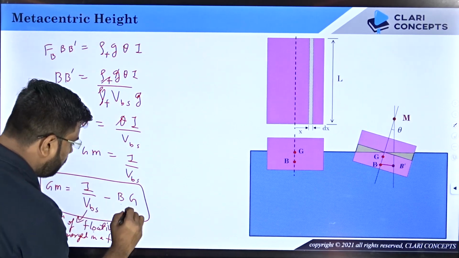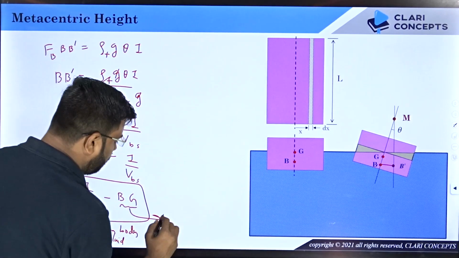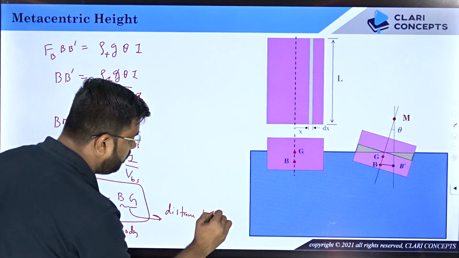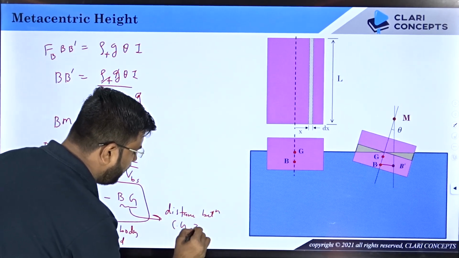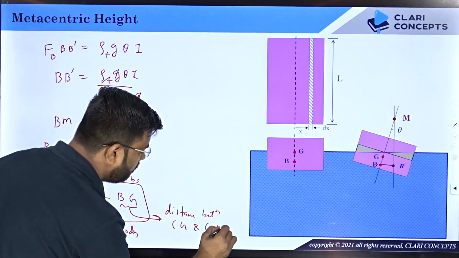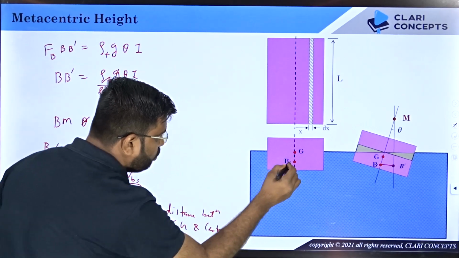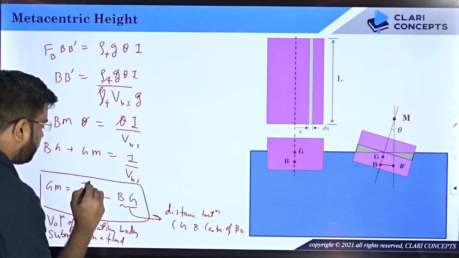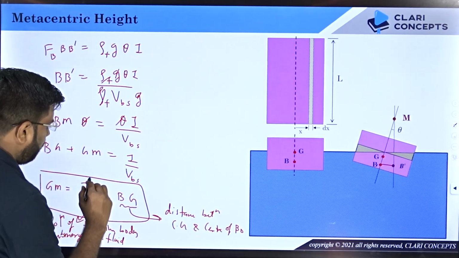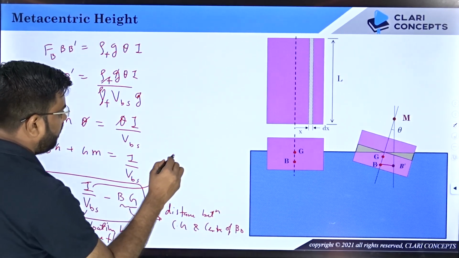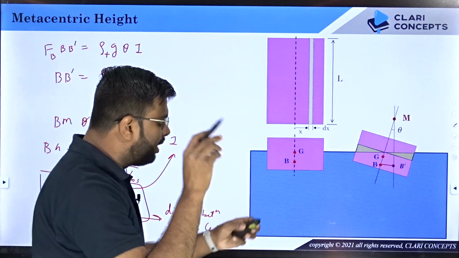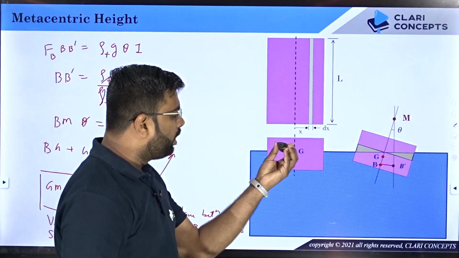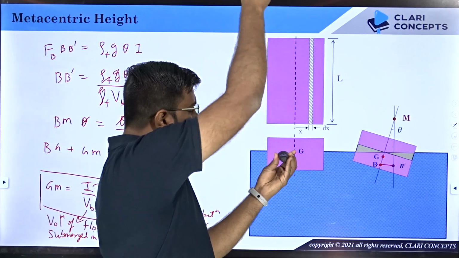What is BG? BG is the distance between CG and center of buoyancy, which is these two, right. Then what is I? This is a very interesting part. See, normally a lot of people get confused about this I. I is what? Let me make it very clear. I is the area moment of inertia of this floating body when you look at it from the top.